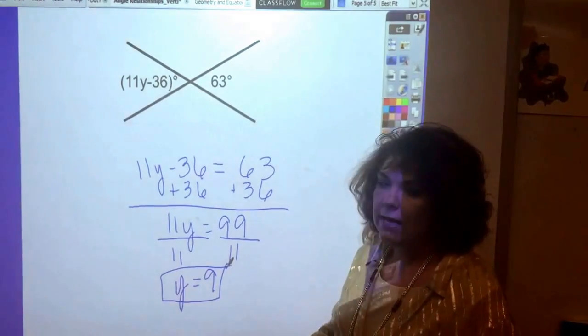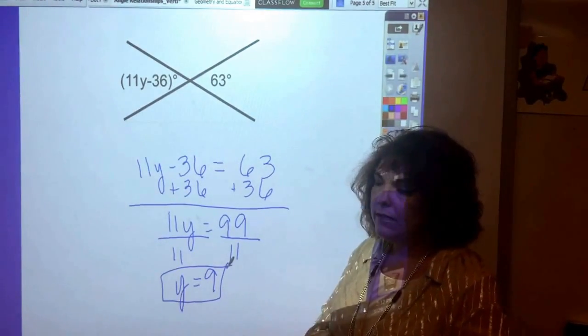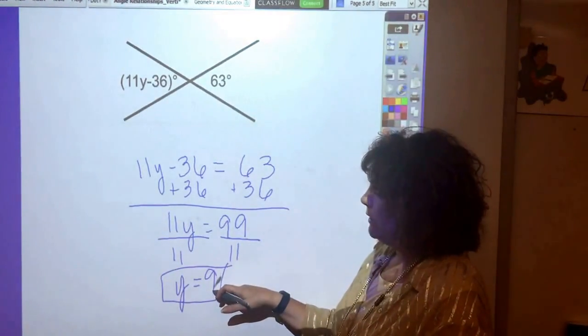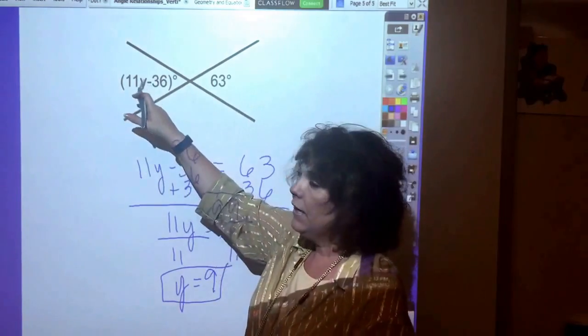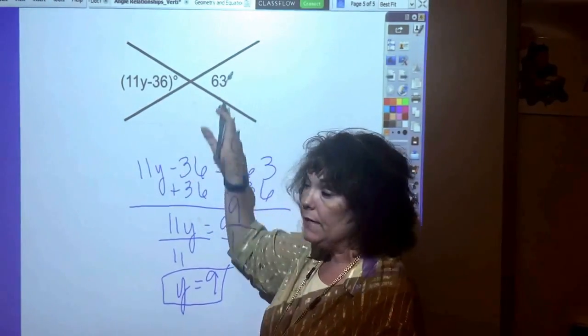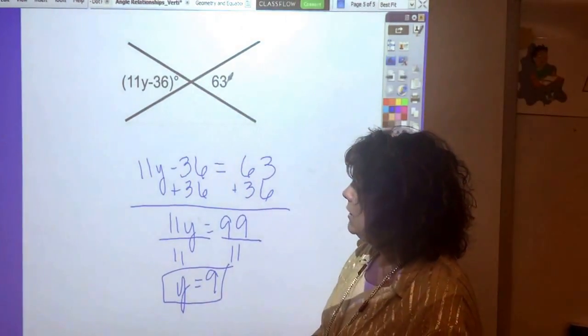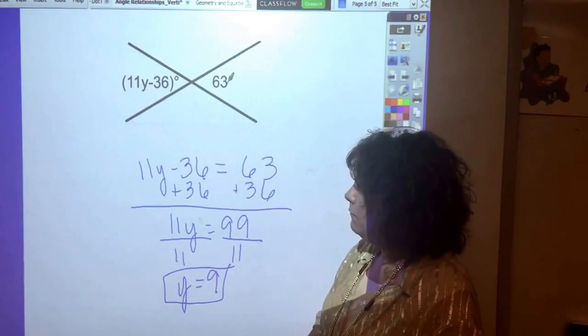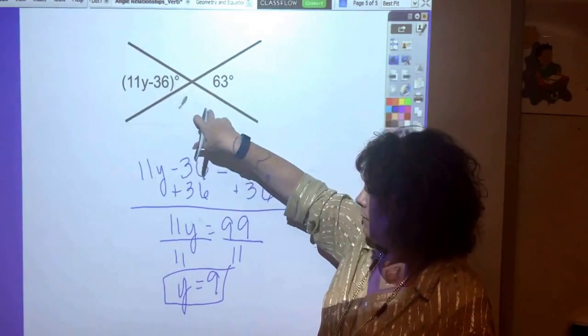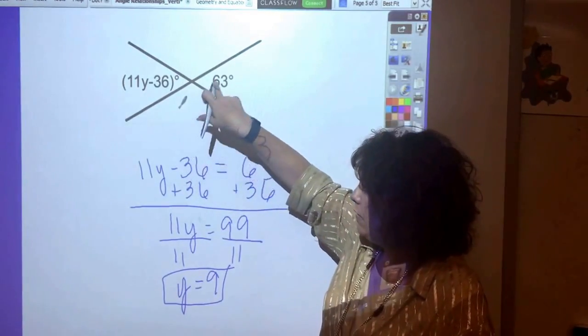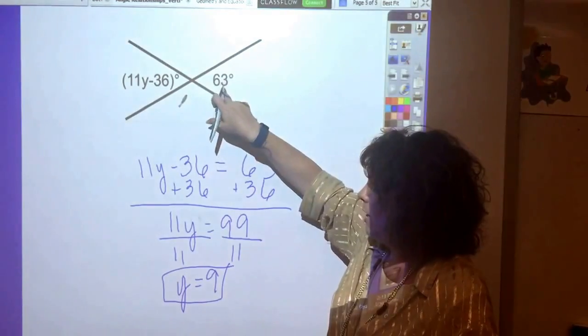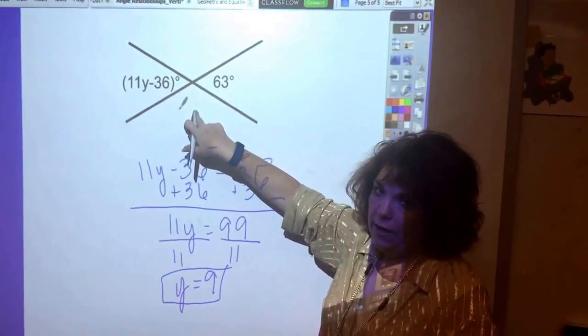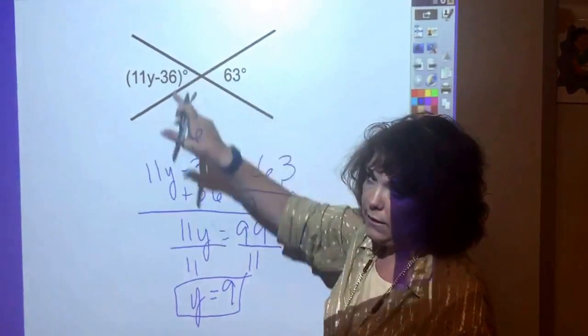So the question would ask you, what is y equal to? What is the value for y? Y is equal to 9. If you put it back in, you're going to get the same answer as 63. Now, if it asked you to find the supplementary angle, you would do 180 minus 63 would go here. And then that would match this one.